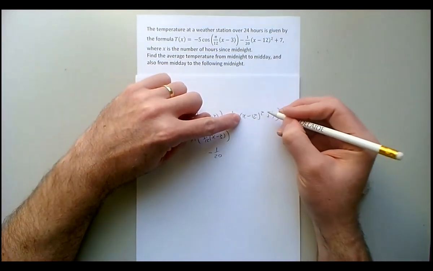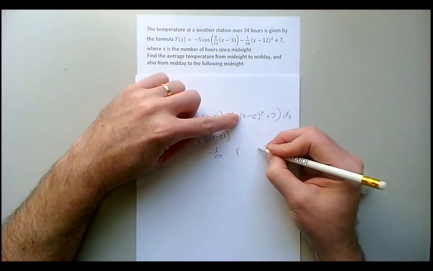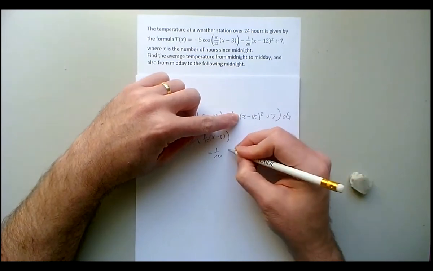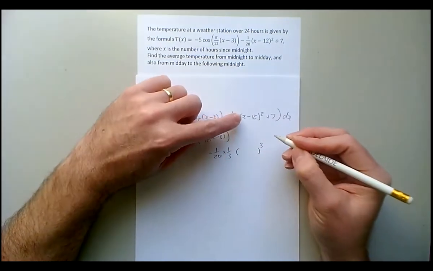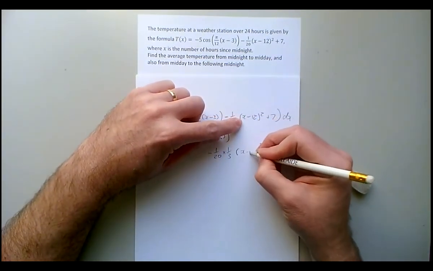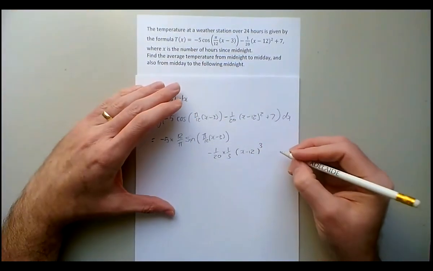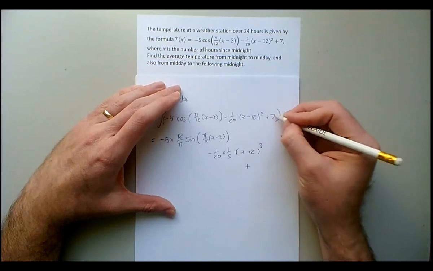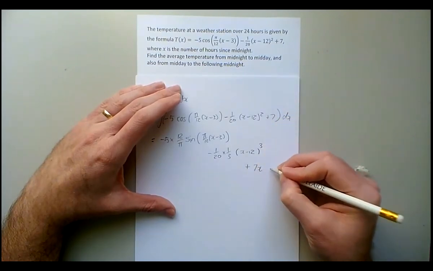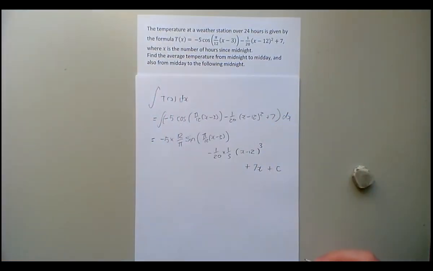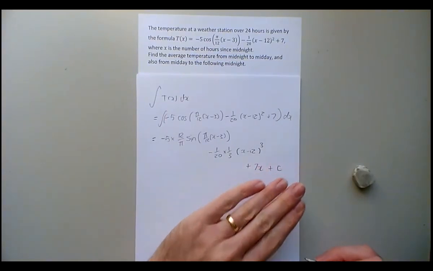I've got linear to a power, so I can treat that as I would normally do powers. Power up by 1, divide by the new power, and then keep that as it is, but I'm also going to have to divide by the constant, which is a 1. Okay, so that's fine. And then the 7 would become 7x plus c technically. Now, if I'm doing a definite integral, I don't actually need that plus c.